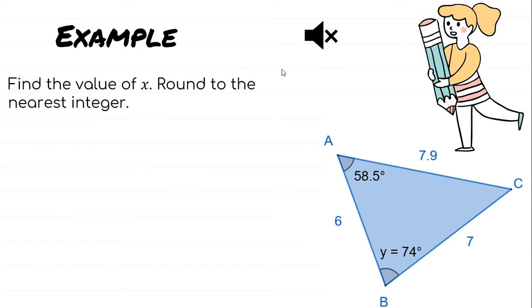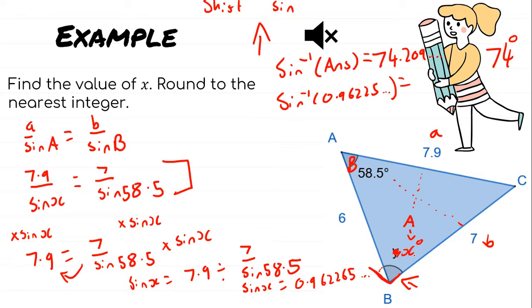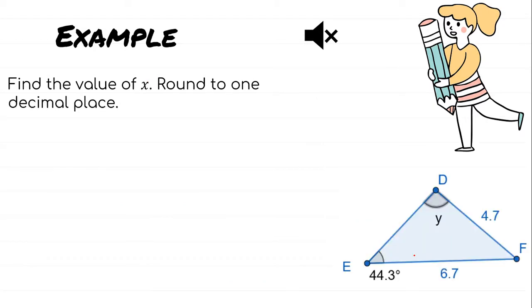Another one might be quite useful here. So we're going to find the value of y. Oh, sorry, that's the question we've just done. We've just done this one, 74. Okay, now we're going to find this value of y. Again, let's just think about this. Let's call this side a, and this can be the angle A. This can be side b, and this will be the angle B. So we're going to have 6.7 over sine y is equal to 4.7 over sine 44.3.